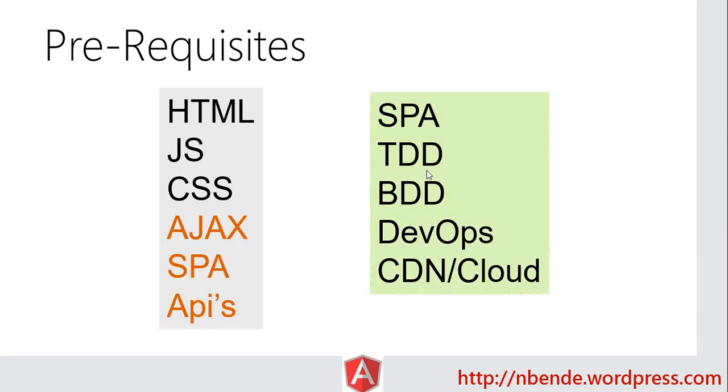Okay, coming to a little hardcore list, the scaling list, is again SPA, which I mentioned here, TDD, test driven development, BDD, behavior driven development, DevOps, CDN, and cloud. Whenever I go to corporate and take Angular classes, when I show this list, they start asking me, hey, what are you talking? If these are prerequisites to learn AngularJS, then what is something that I have to learn after completing AngularJS?